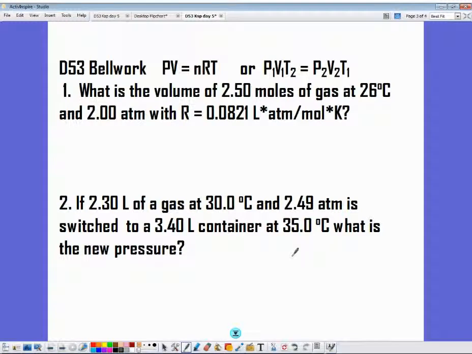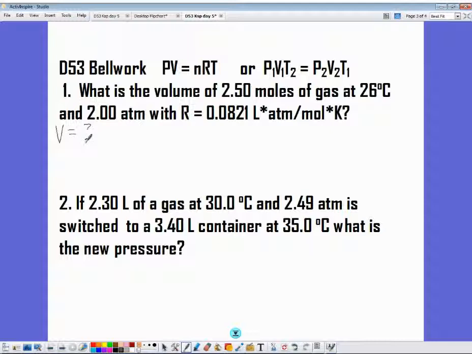All right. What is the volume of 2.50 moles of gas at 26 degrees Celsius in 2 atmospheres with an R equaling 0.0821? And all the units go with that R, that's liters times atmospheres divided by mole, also divided by Kelvin. All right, stay with me. What is the volume? So there's my question. That's what I'm looking for.